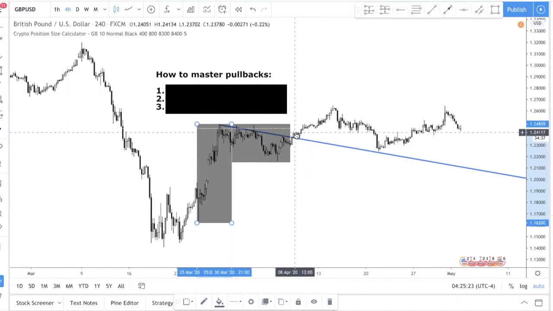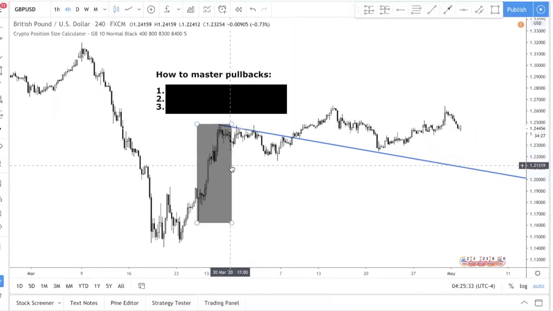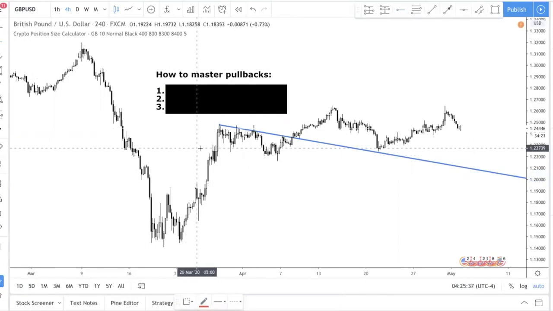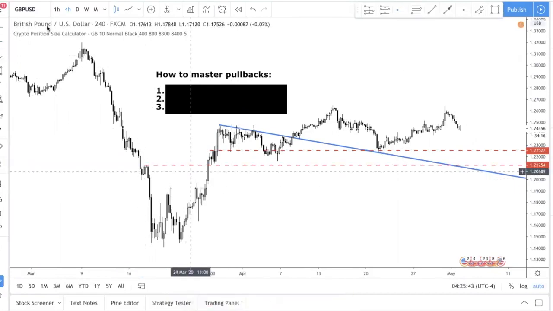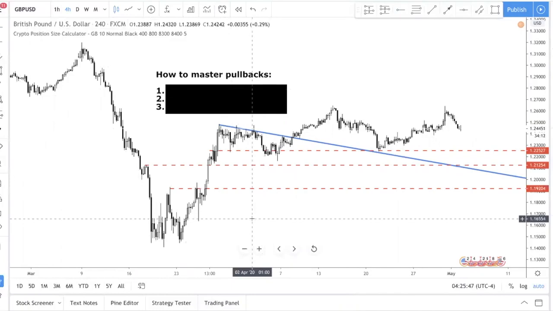Now, why it's difficult to master pullbacks is because you never know for sure which level price will pull back to. The problem comes when you can easily identify the trend, but you don't know: is price going to pull back to this level, or to this level, or even to this level? So that's the challenge of trading pullbacks.